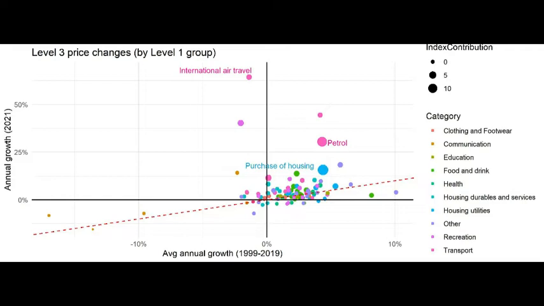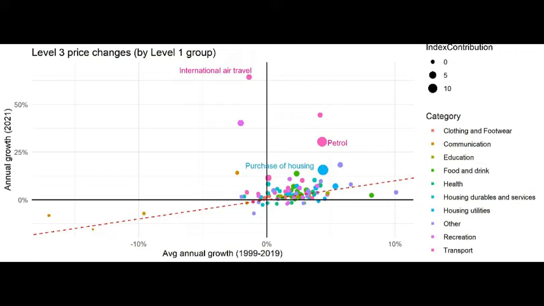As we can see here, the sharp lift in international air travel prices is the biggest increase in 2021, but as this isn't much of our average consumer bundle, the amount we purchase, it doesn't contribute that much. However, petrol and purchase of housing are much bigger contributors, even though their growth was smaller.